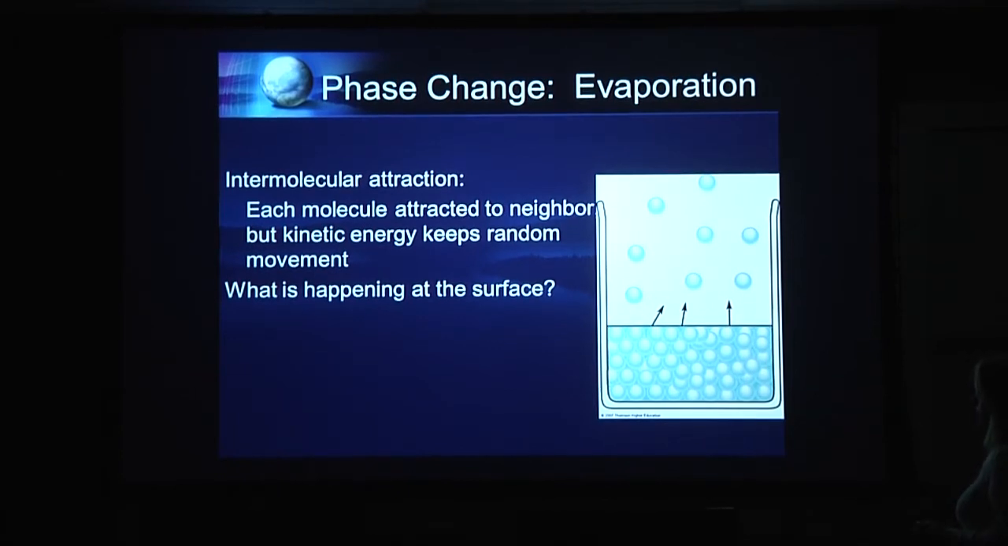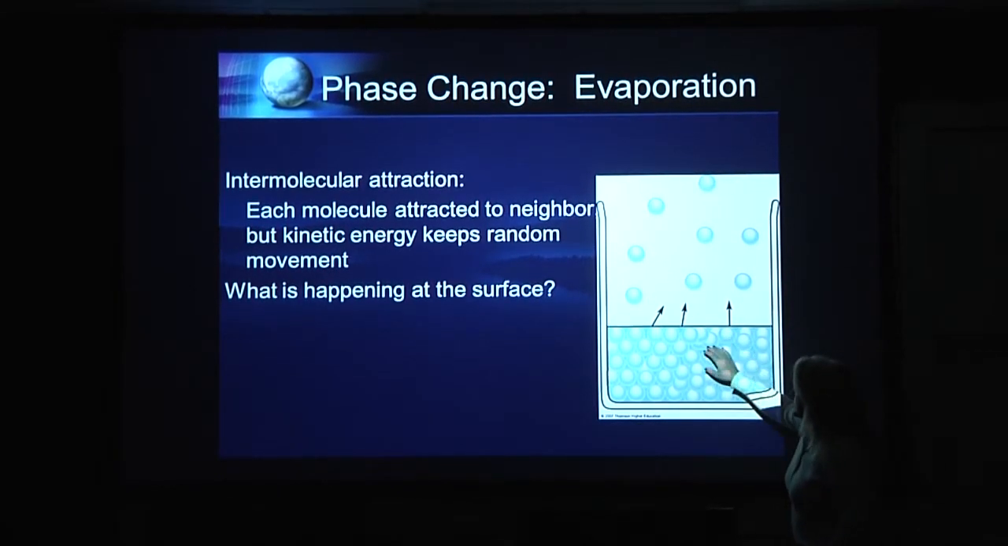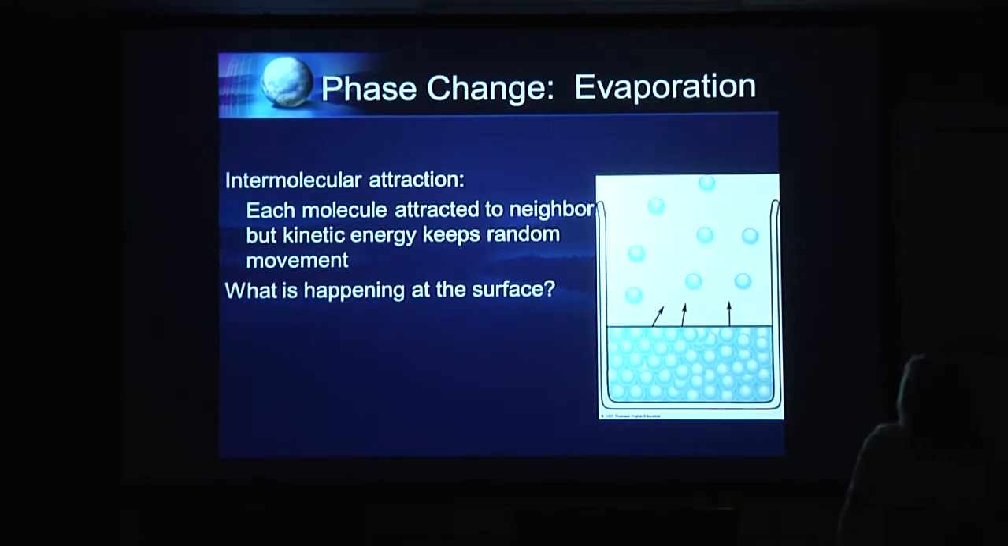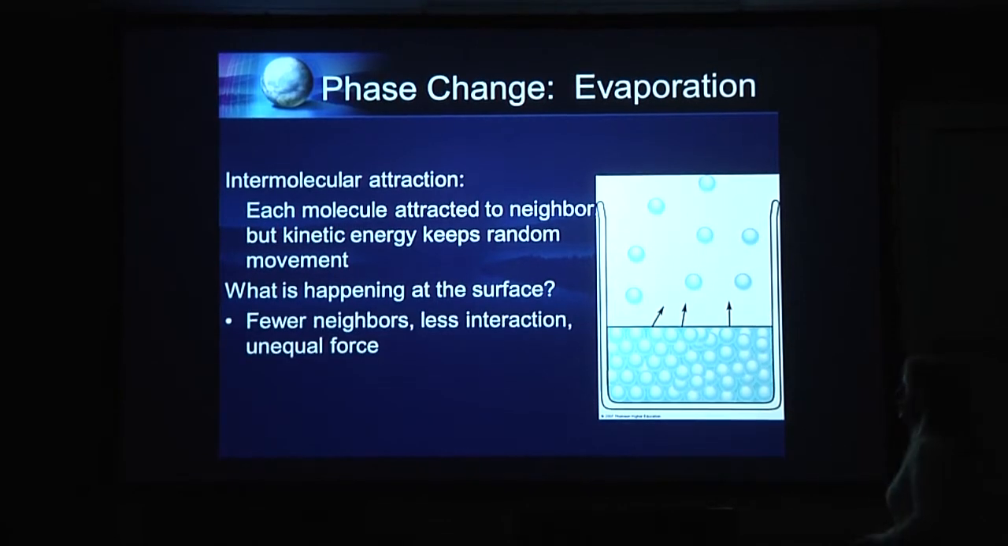But every once in a while, one of these atoms or molecules on the surface gets enough energy to overcome these cohesive forces keeping it as a liquid and escape into the gas phase, where there are no more cohesive forces. So evaporation is a surface phenomenon only. And you should remember that. Evaporation is a surface phenomenon. Just atoms and molecules on the very top layer can get enough kinetic energy to escape into the gas phase. It's because there are fewer neighbors, less interaction, and unequal force. So as long as they can get enough energy, they can escape.